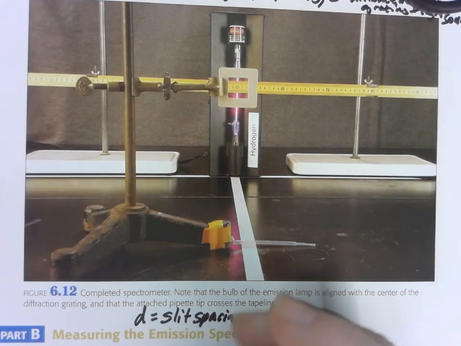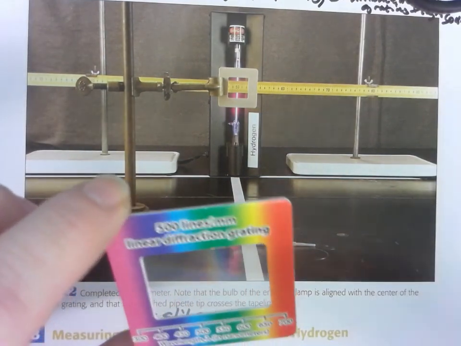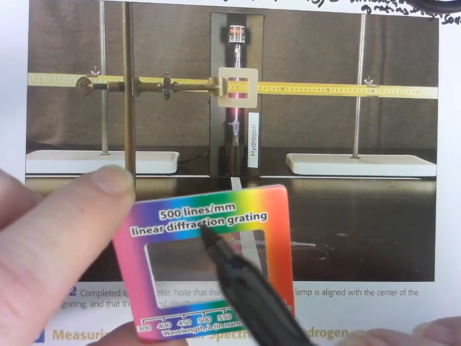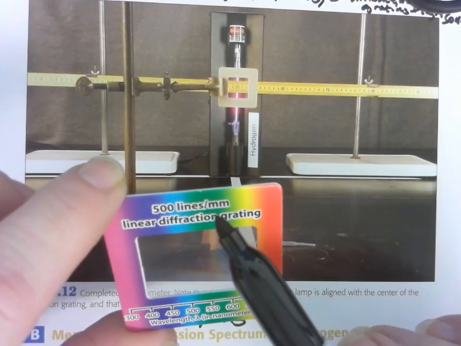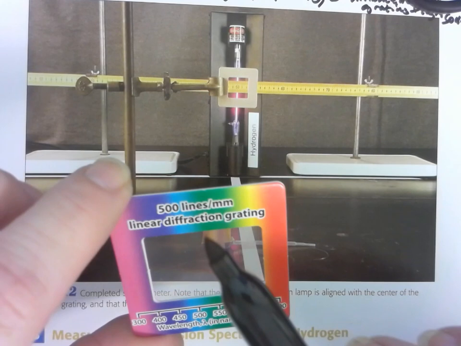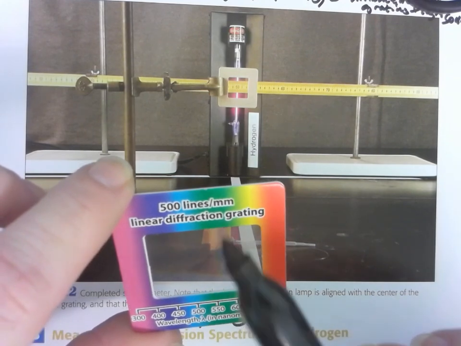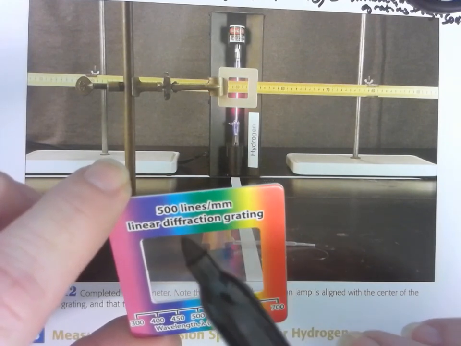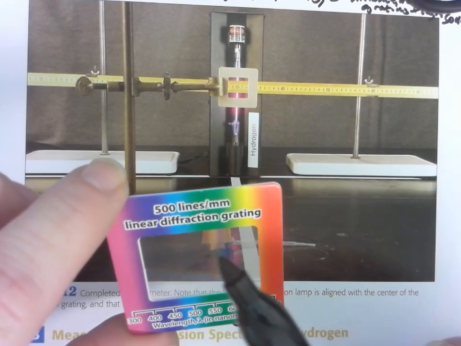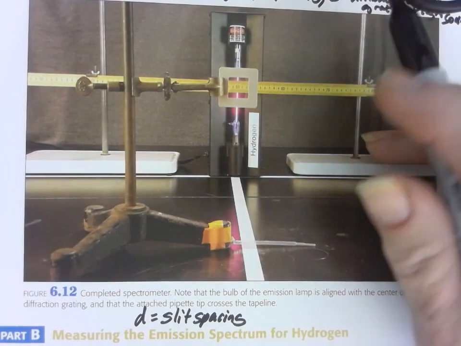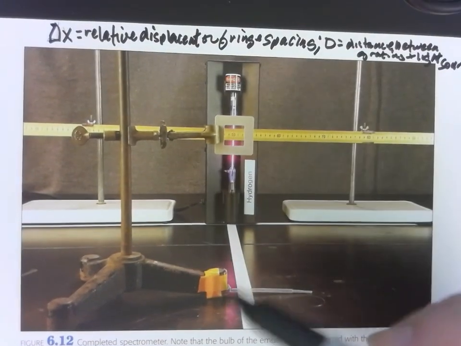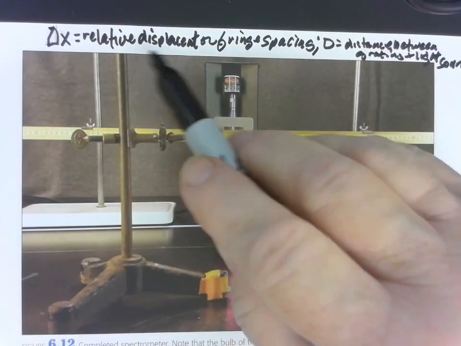On our diffraction grating, it says 500 lines per millimeter. So in order to find our slit spacing for our particular diffraction grating, we would have to take 1 millimeter and divide it by 500 to find our slit spacing, which is our little d. So big D will be a big number, and little d will be a little number.